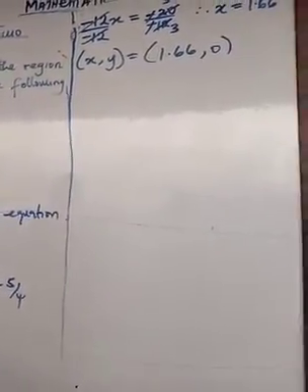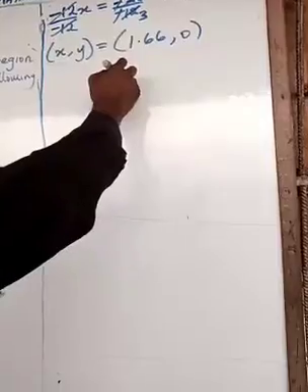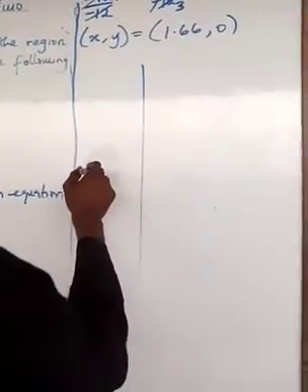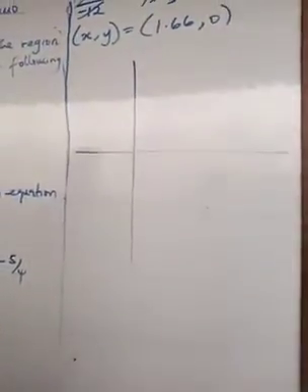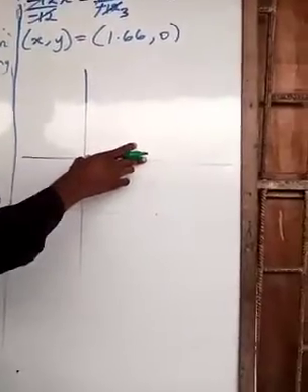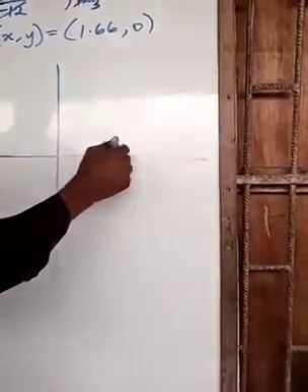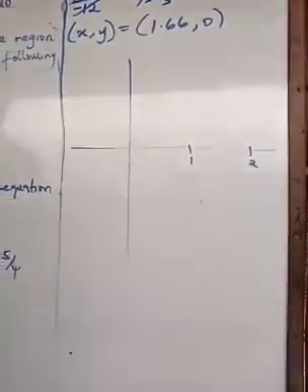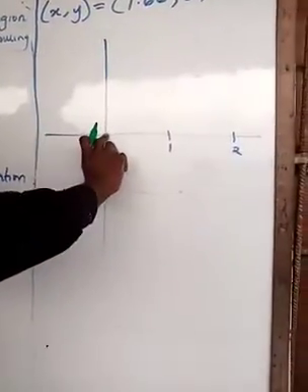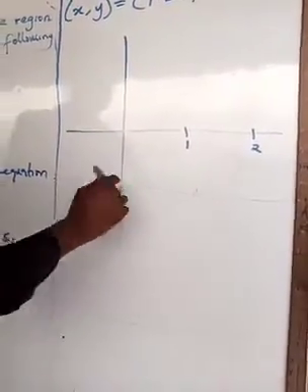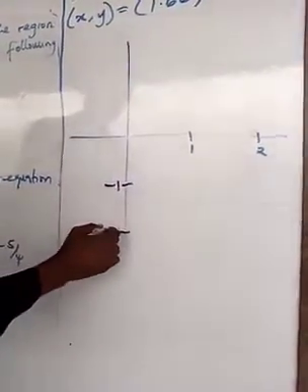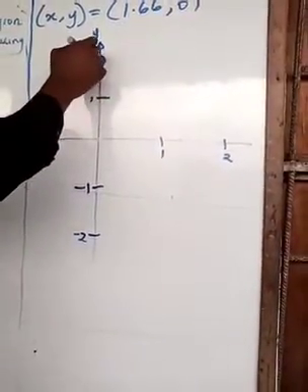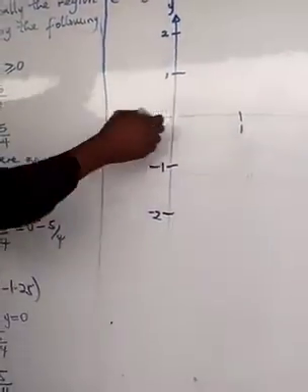So now, to plot this graph, you should be used to this by now. So let's just scale. Let's say this is 1 and this is 2. So this is 1, 2. That's for x because of 1.66, and for negative y, this is minus 1 and this is minus 2. So this is y. So let's just say this is 1, 2, minus 1, and this is 0.